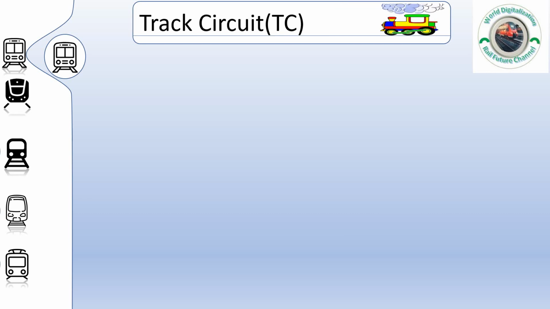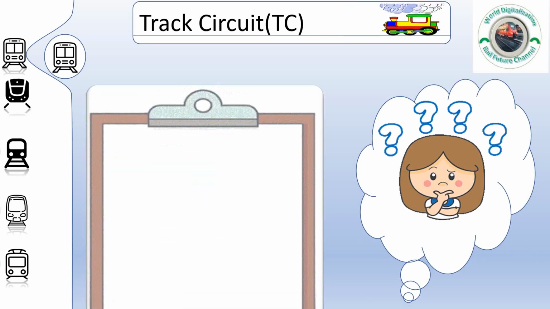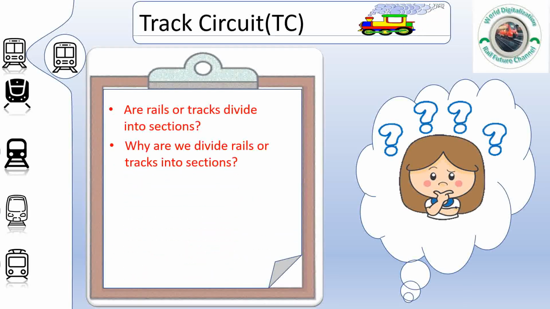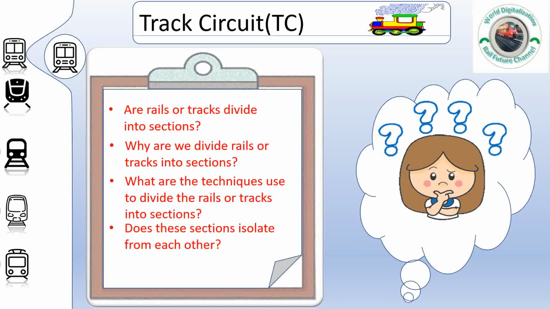We are going to talk today about TC. We have a lot of questions, we need to answer all of them together today. Are rails or tracks divided into sections? Why do we divide rails or tracks into sections? What are the techniques used to divide the rails or tracks into sections? Do these sections isolate from each other? Let's answer all these questions today.